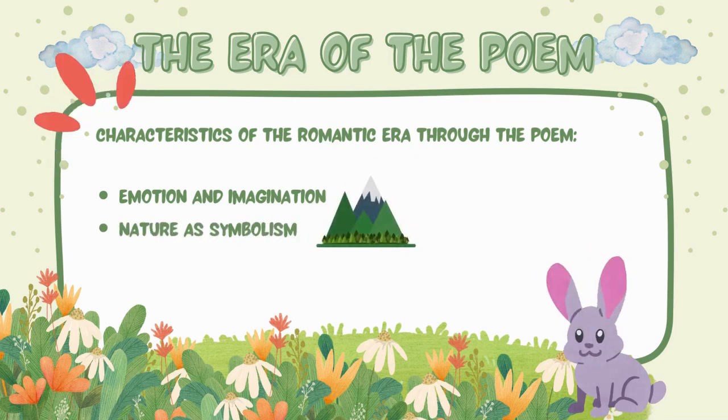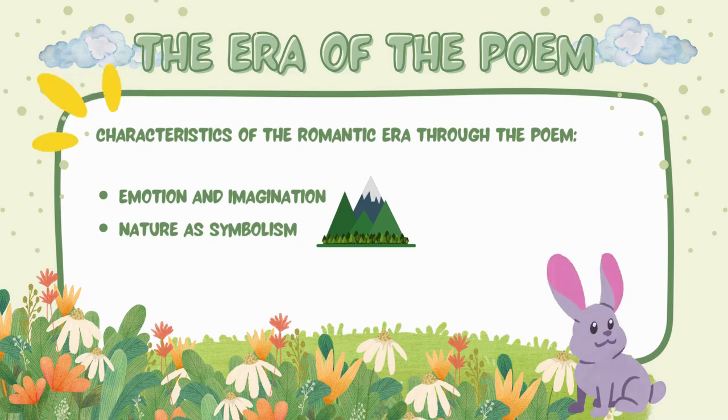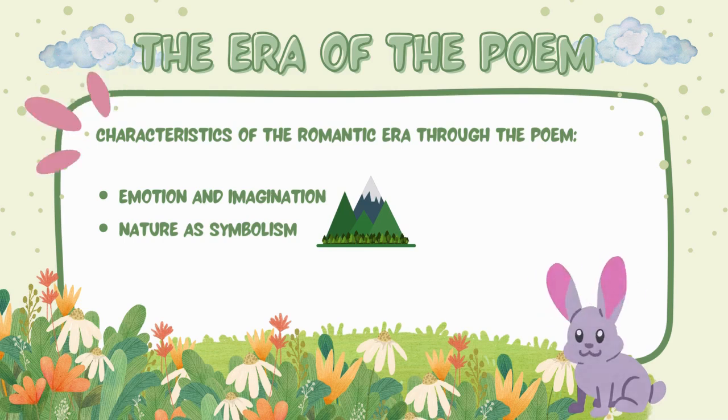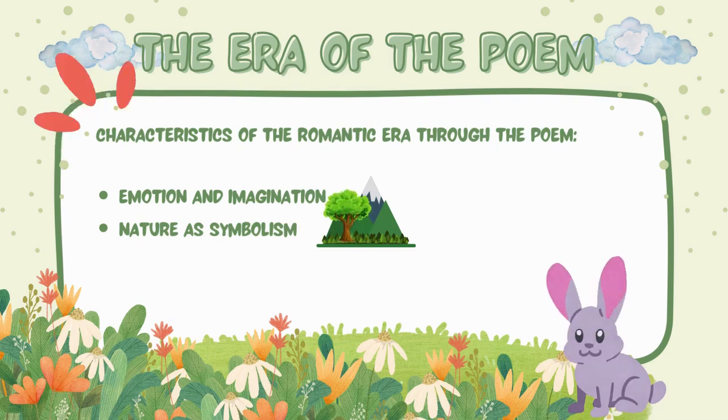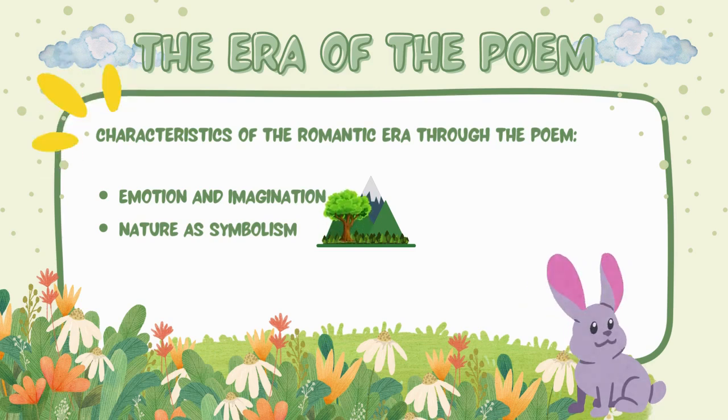And the second is nature as symbolism. Romantic poets use nature to represent human feelings. In Blake's poem, the tree symbolizes hidden anger. Just like a tree grows with water and sunlight, anger grows stronger when fed by fear, hate, and secret thoughts. Nature and human feelings are often connected in romantic poetry.